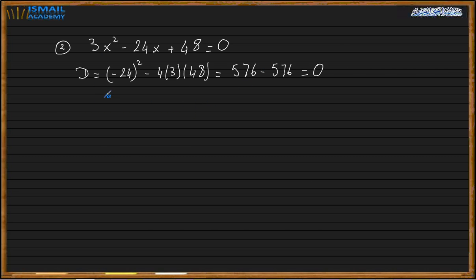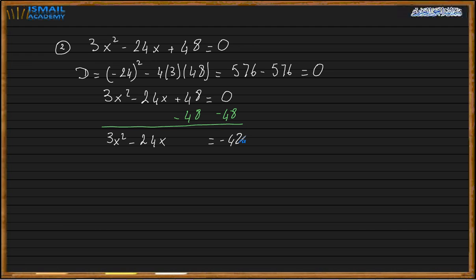So what I do first, let me do my steps again with the complete square. Equals 0 minus 48 both sides. So I got 3x squared minus 24x equal minus 48. Now we divide everything by 3. So we end up having x squared minus 8x equal minus 16.